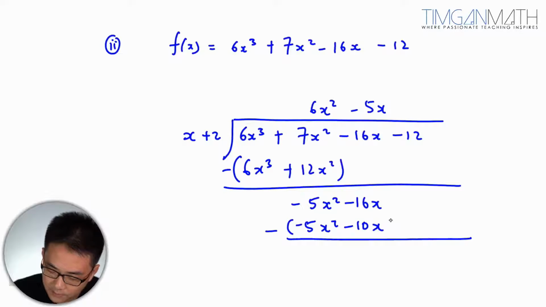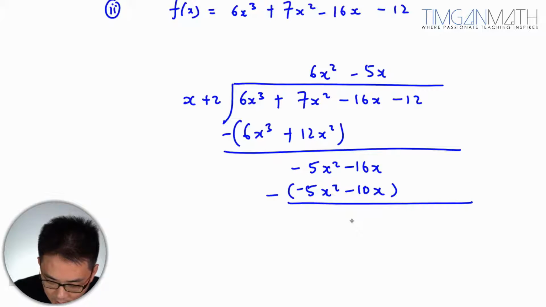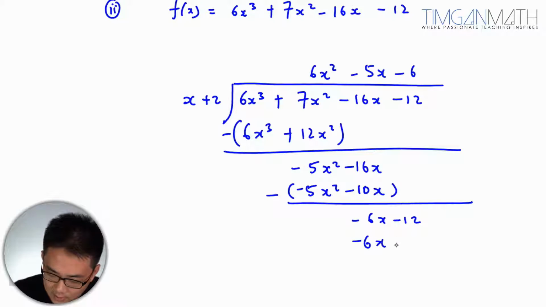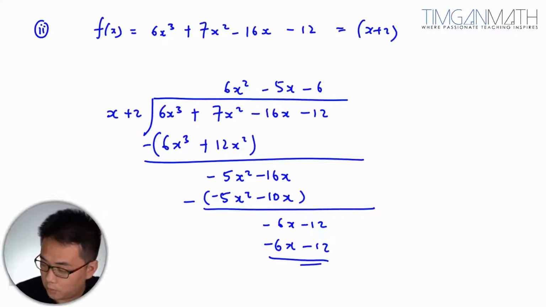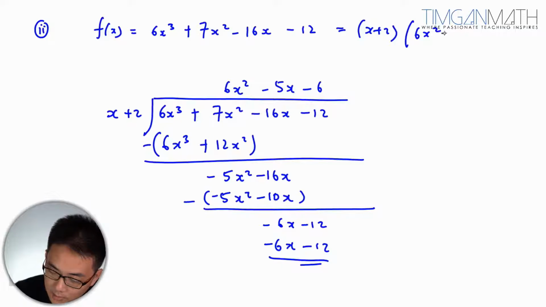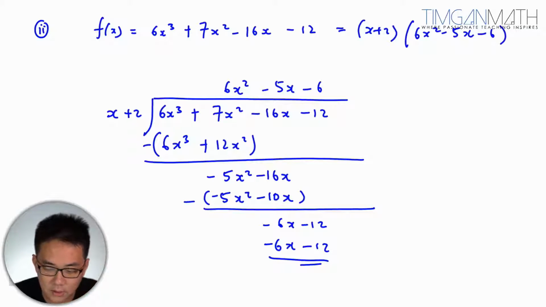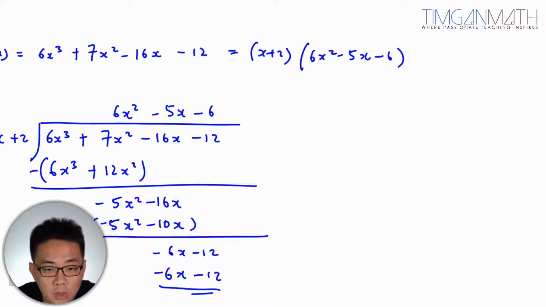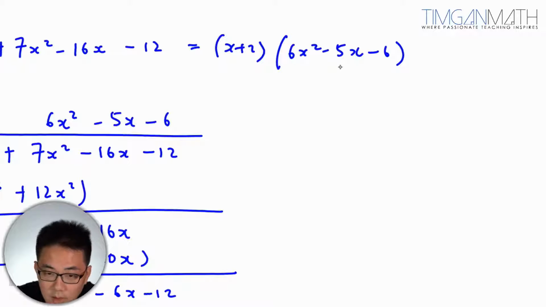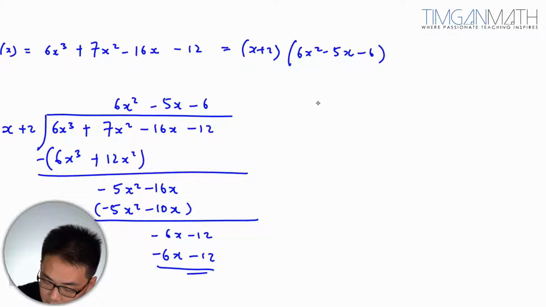Divide again. This will just be negative 6x minus 12. So I'm going to put negative 6 here. This is just a long division. So from here we know that this will just be x plus 2 multiplied with whatever we got on top, right? 6x squared minus 5x minus 6. Okay, so there you go. That's what we got. So from there, what we're going to do is actually just factorize this out. What we get is f(x).